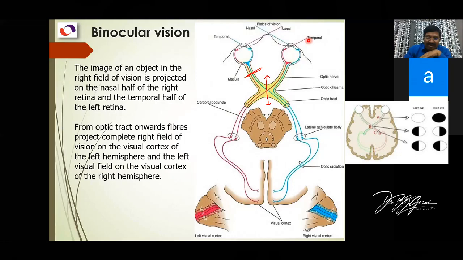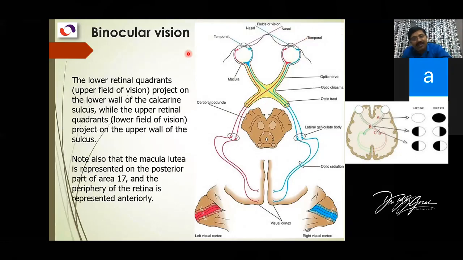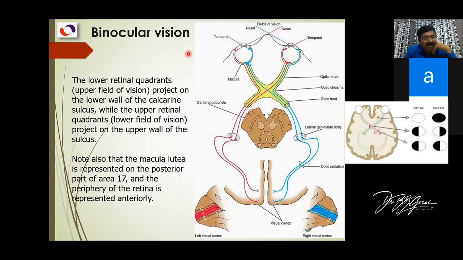One more thing, a little bit more detailed, but it is mentioned in your presentation. The retina has quadrants: upper quadrant, lower quadrant, medial quadrant, lateral quadrant. Medial and lateral we explained, and that is the principle of common disease there. But the upper and lower quadrants of the retina, you should not confuse. The lower quadrant of the retina means the upper field of vision.